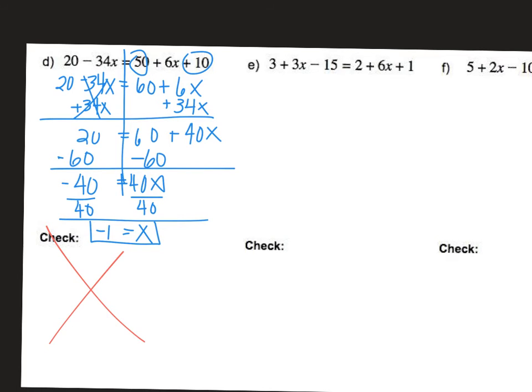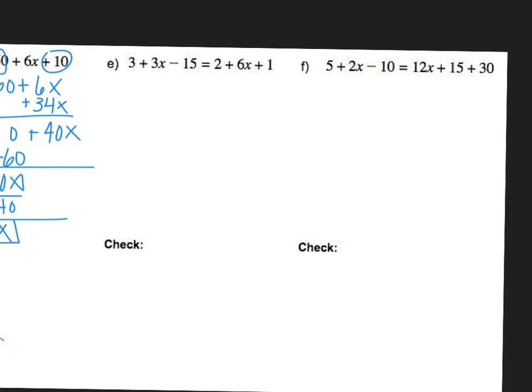All right, letter E. Letter E, we have a number of things we can combine. On the left-hand side, we've got 3 and negative 15, which is going to give us negative 12. And on the right-hand side, we have 2 plus 1, which gives us 3.